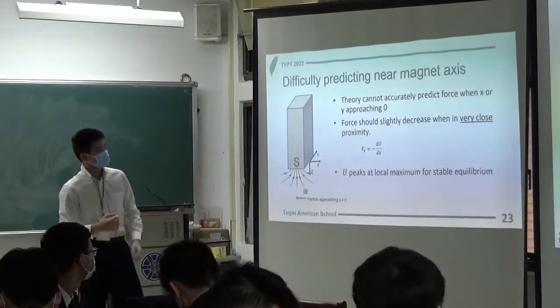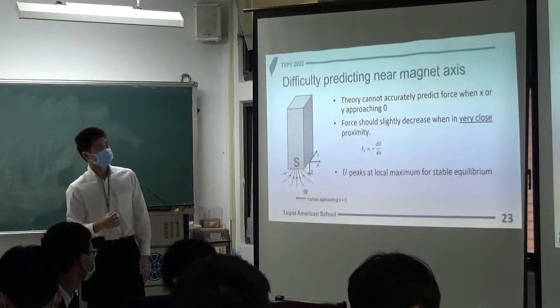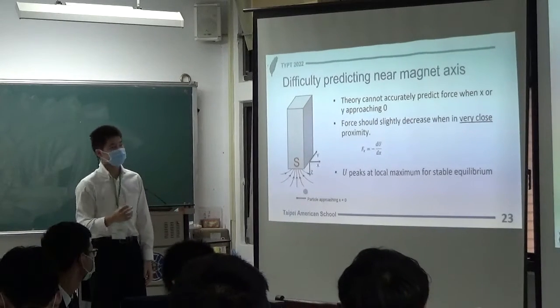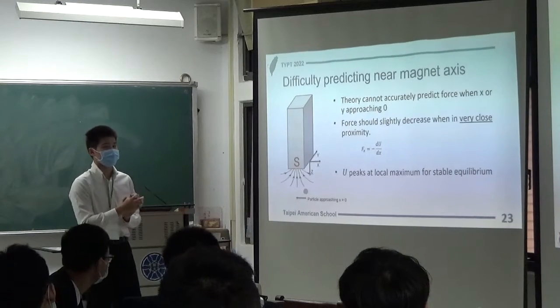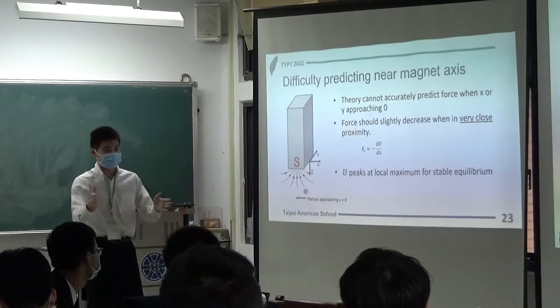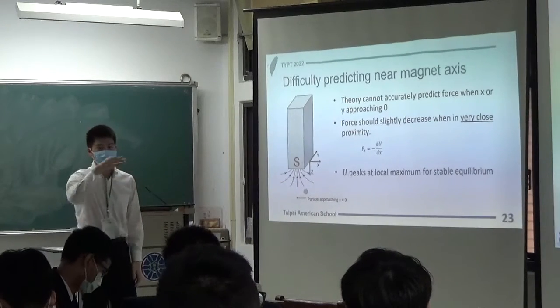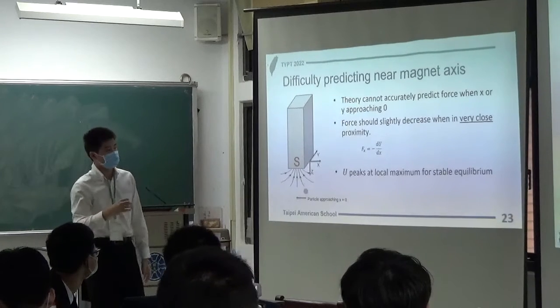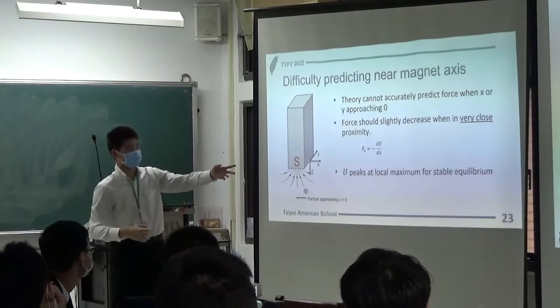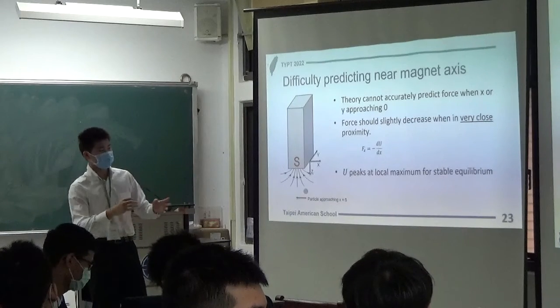And then at the same time, we also have difficulty predicting the force values when we are very, very close to the magnet. This is because as you get nearer to the magnet axis, for example, over here, your potential energy peaks. What that means for this formula is that when it peaks, your derivative becomes zero, meaning your force becomes zero over there. So that's something we have to account for as well.